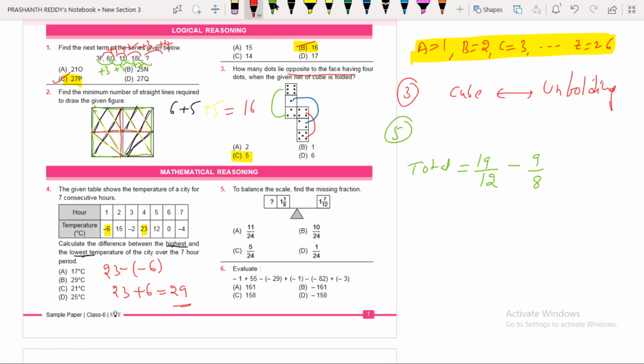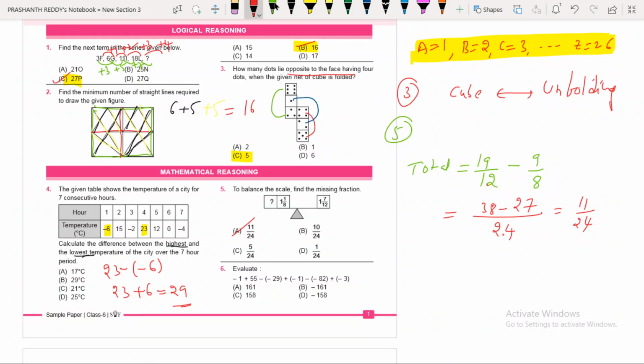You already know how to subtract the given two fractions. In order to subtract the given two fractions, we can take the LCM method. 12 comma 8, LCM is how much? What you are getting? 24. So 12 2s are 24. 19 into 2 means you are getting 38. 8 3s are 24. 9 into 3 means you are getting 27. What is the difference here? 11 by 24. Therefore, 11 by 24 is the answer for this question.